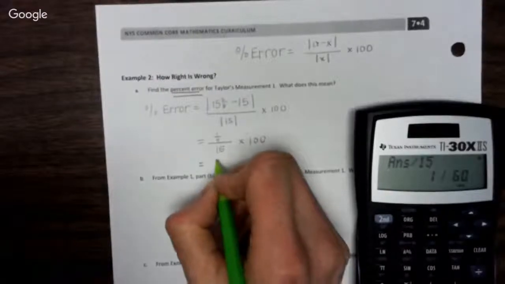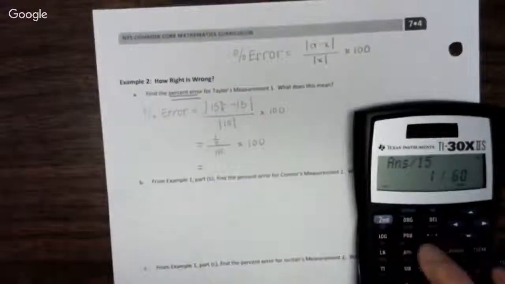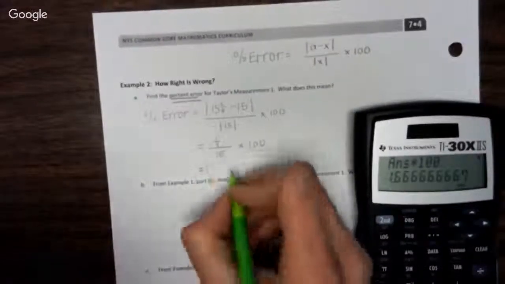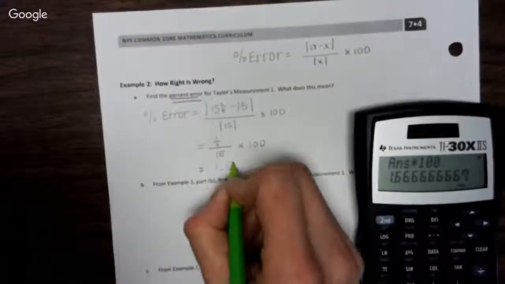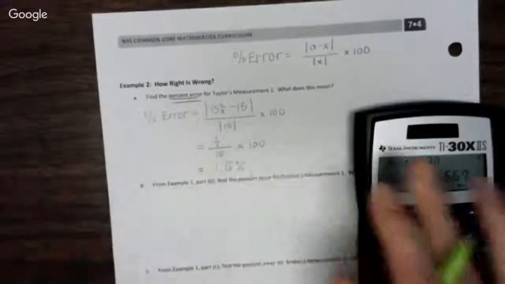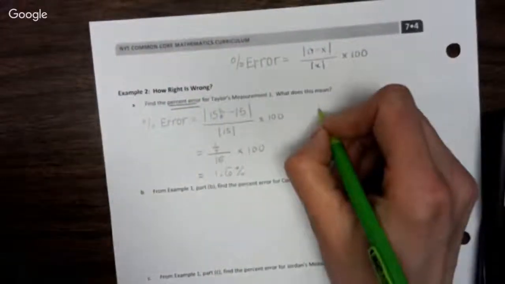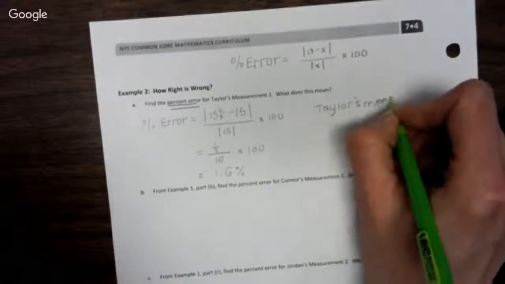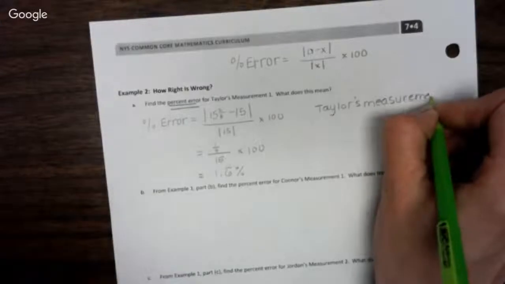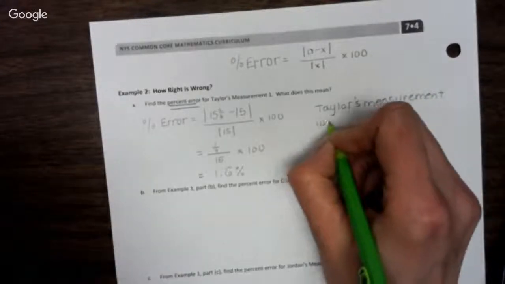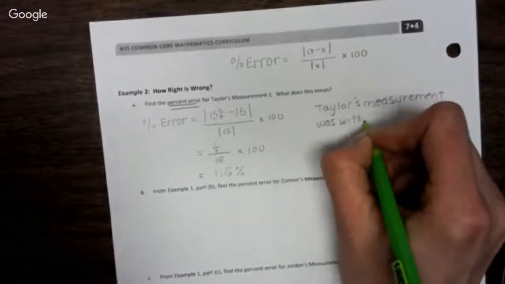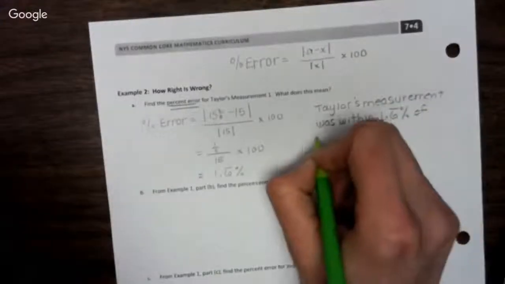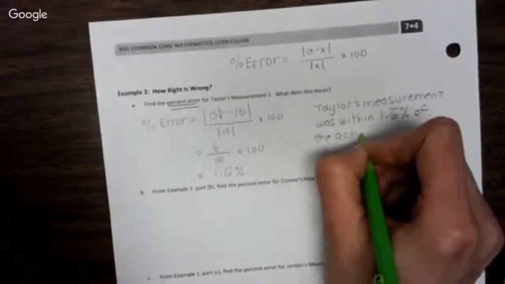Which is 1/60. I'm just going to change that to a decimal before multiplying it by 100. So 1.6 repeating is your percentage of error. So what does that mean? That means that Taylor's measurement was within 1.6% of the actual measurement.